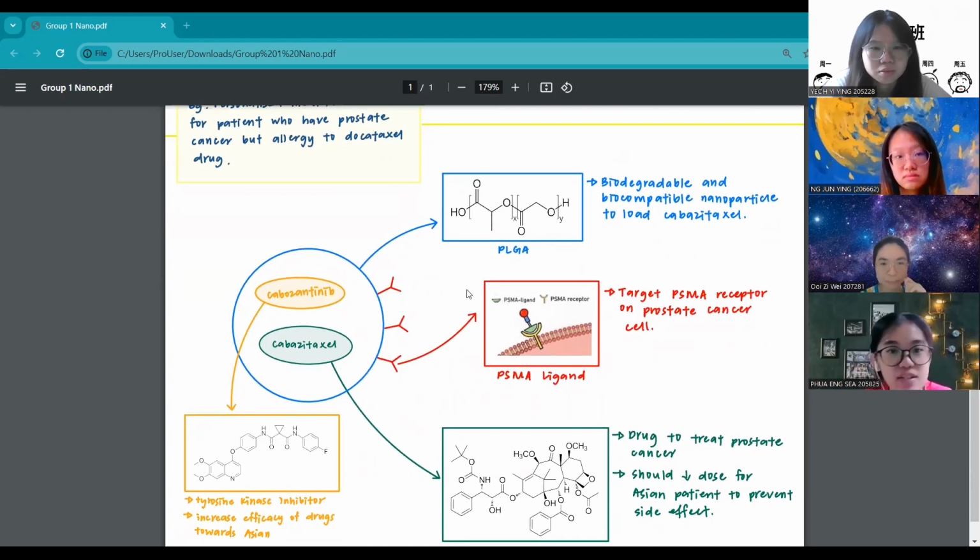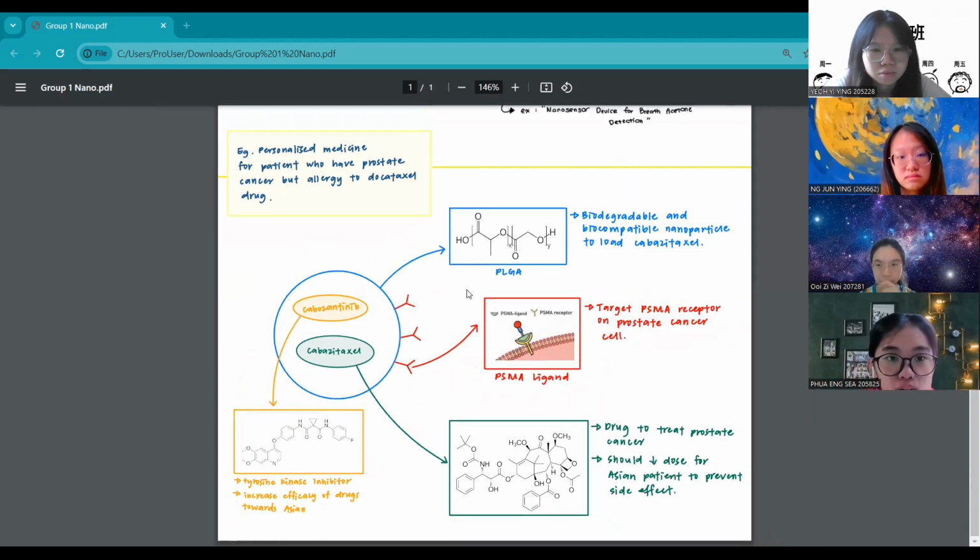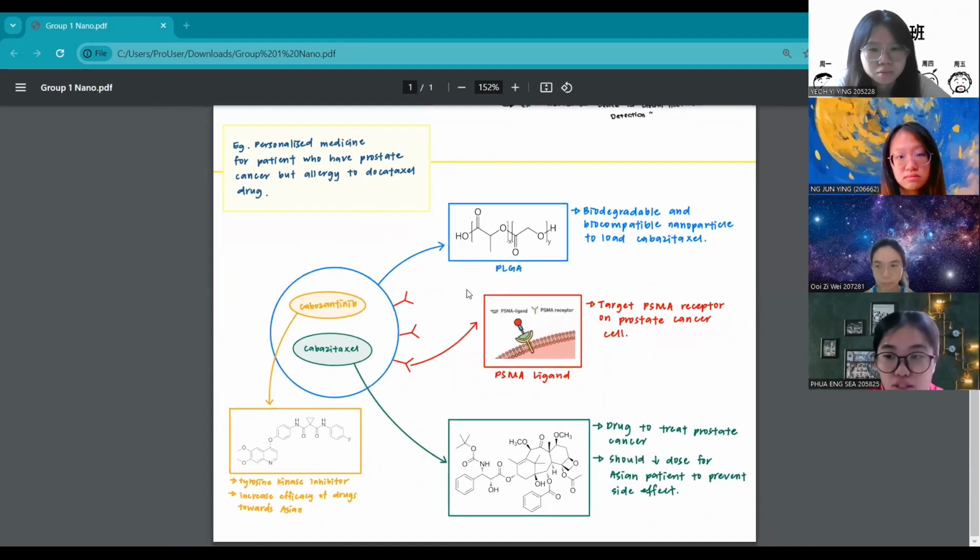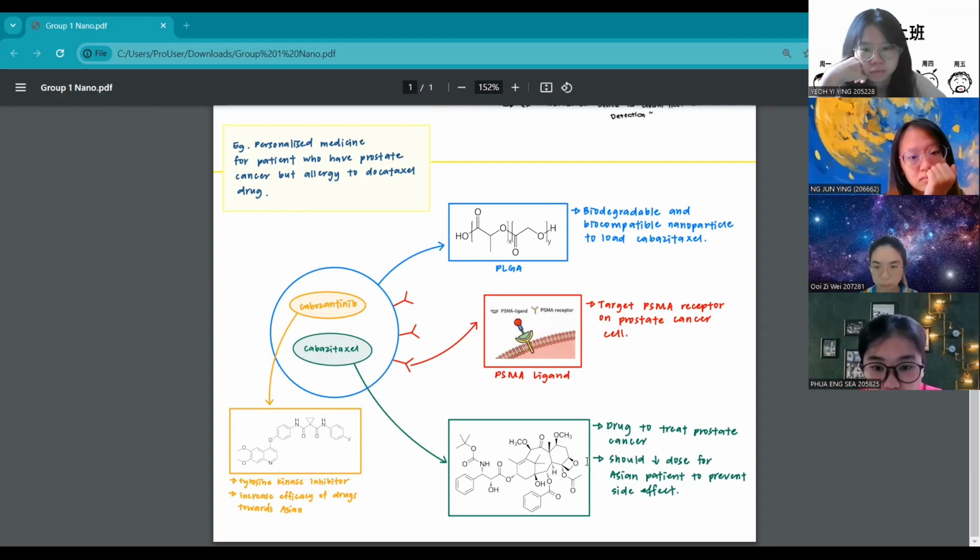Thank you, Ziwei. So now I'll be sharing about personalized medicine for patients who have prostate cancer but are allergic to the docetaxel drug, which is a type of drug to treat prostate cancer. So this is the simple structure of our design. First of all, we use the drug named cabazitaxel. It is a type of drug to treat prostate cancer, and this is the structure of the drug.